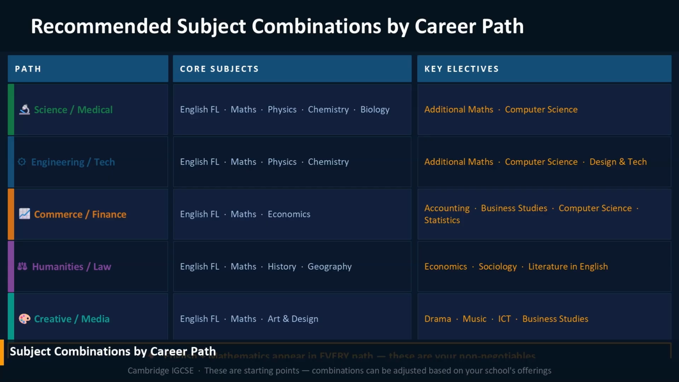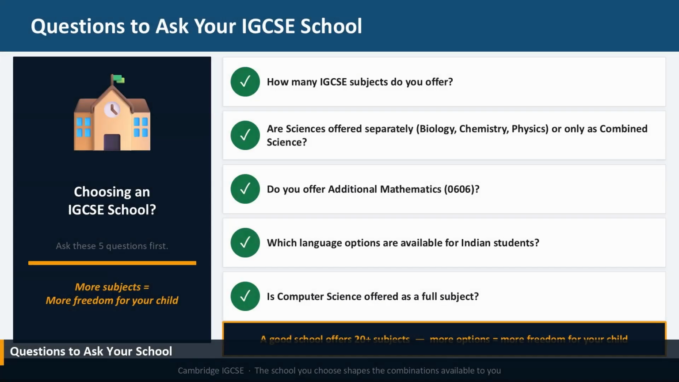1. How many IGCSE subjects do you offer? 2. Are sciences offered separately, biology, chemistry, physics, or only as combined science? 3. Do you offer additional mathematics? 4. Which language options are available for Indian students? 5. Is computer science offered as a full subject? If a school says yes to all 5, that school is giving your child real choices.